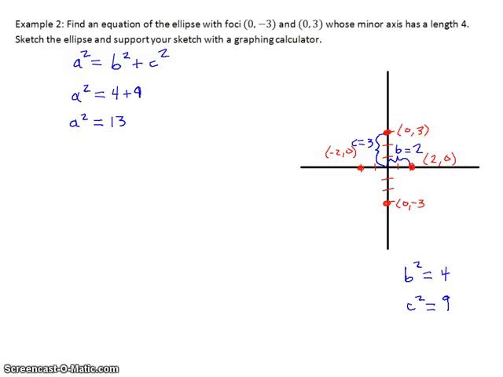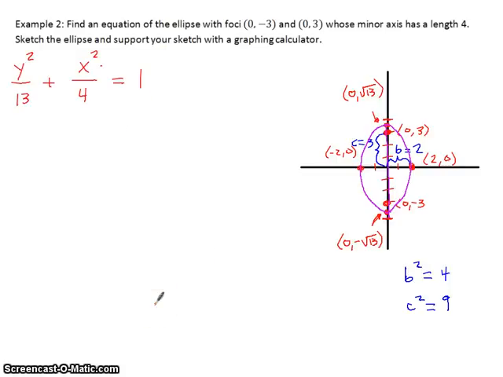This tells us where the endpoints of the major axis are located. This tells us the vertices. Our vertices are located at (0, plus and minus the square root of 13), which is approximately 3.6. One thing I forgot to mention is that the focus points and the vertices are located along the same axis. They are both on the major axis. Let's finish up our problem by making the graph.